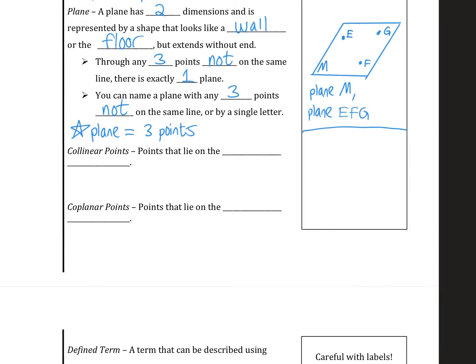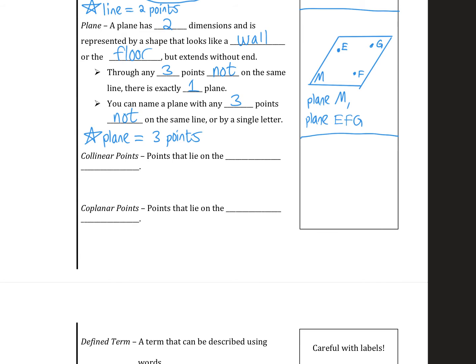Okay, let's talk about collinear and coplanar points now. So collinear points are points that lie on the same line. So if we draw a line like this, it's not going to be perfect, but it'll get the job done. We have 3 points.